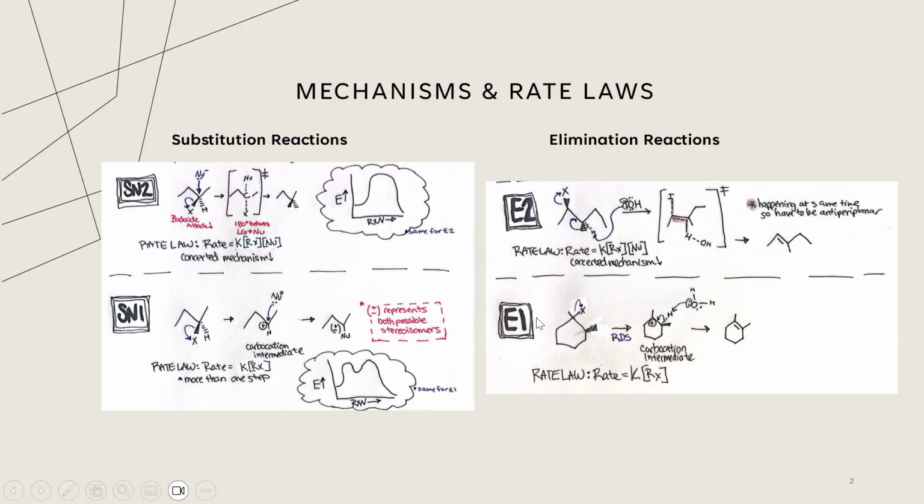So in E1 reactions, same thing as SN1. It's the same rate law. We have more than one step. We have the leaving group taking those electrons, getting out of Dodge, in the rate determining step. And then we have the base taking that hydrogen, that deprotonation step. And those electrons from that hydrogen are going to plop down into that double bond.